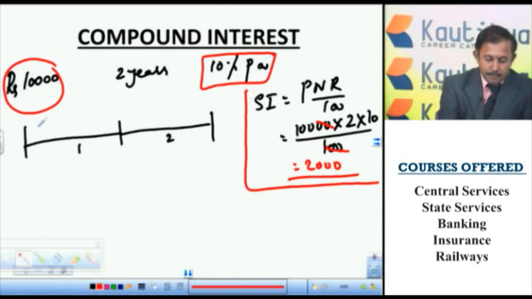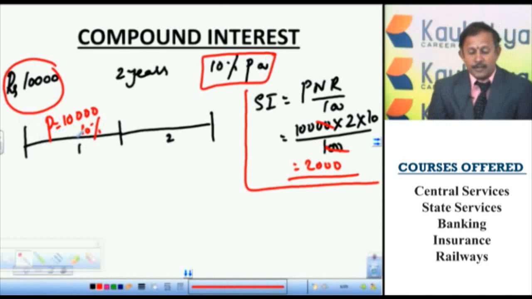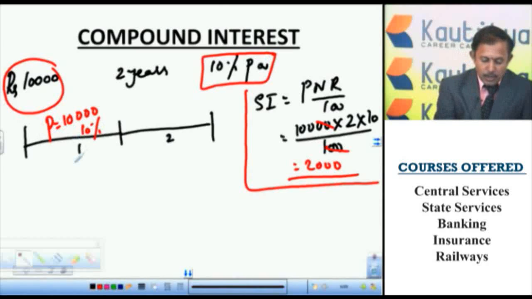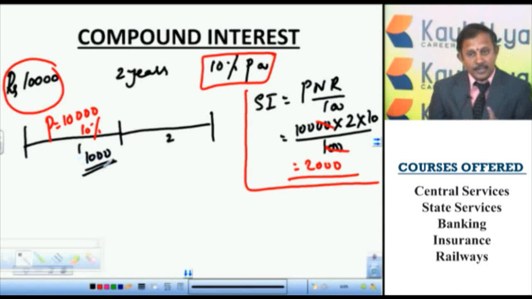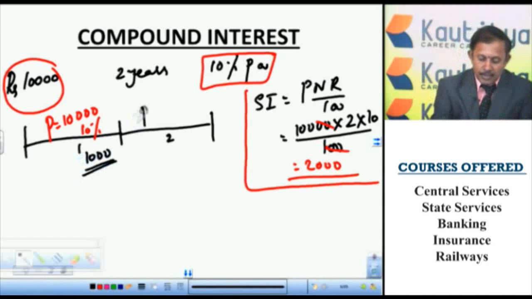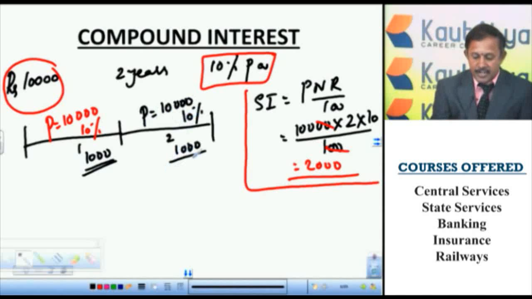In the first year, if you take 10% out of 10,000, no doubt 1,000 rupees can be obtained as interest. In the second year also, the principal value is 10,000. On this 10,000 rupees, we can charge 10% interest. So again, that will be 1,000 rupees for the second year.